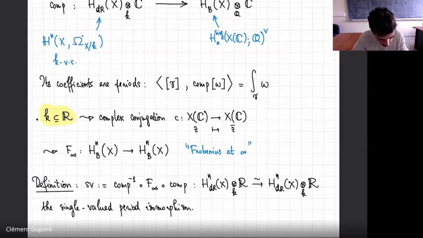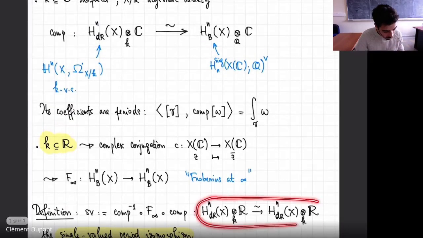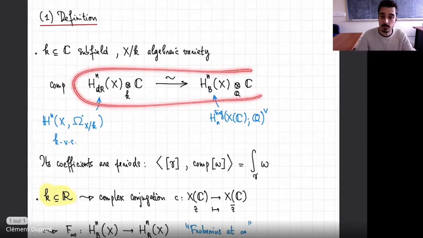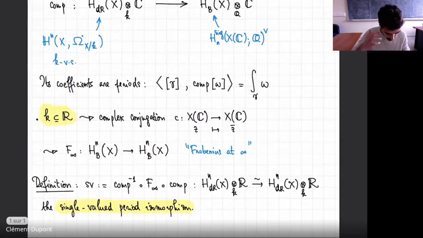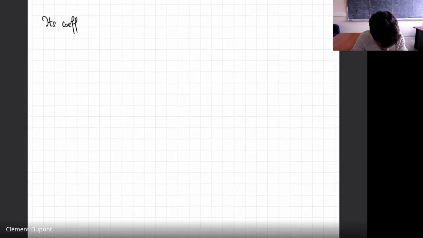And I guess that even though the definition looks a bit ad hoc, my main point is that this should be viewed as some analog of the period isomorphism. You kind of want to view these things in the same set. And in particular, you want to view the coefficients of this SV map here as some variant of periods. And these are called single-valued periods. And they'll be the main characters in this talk.